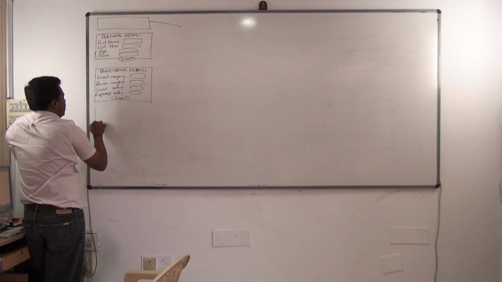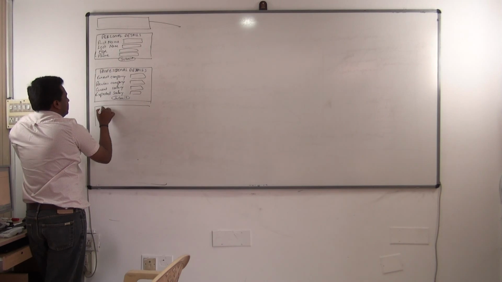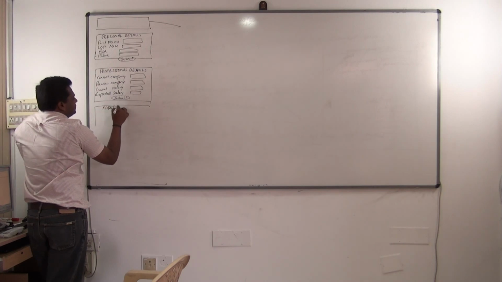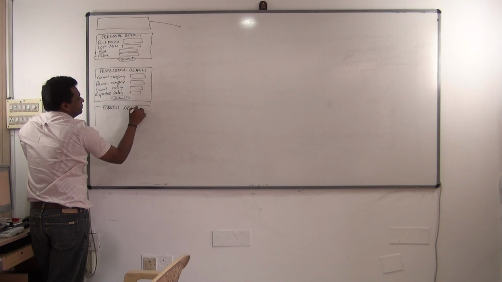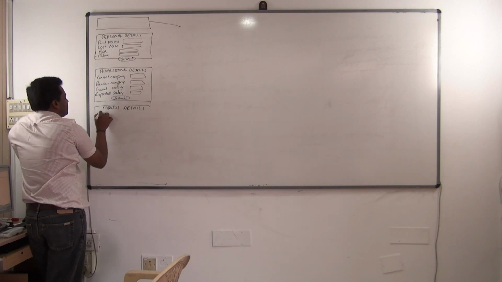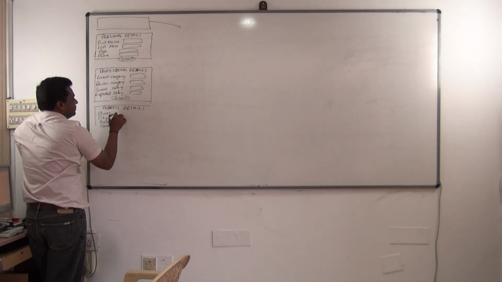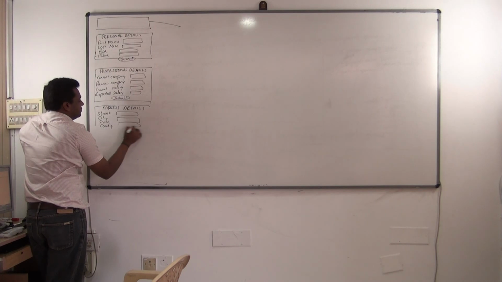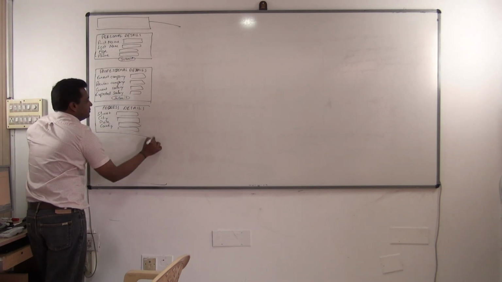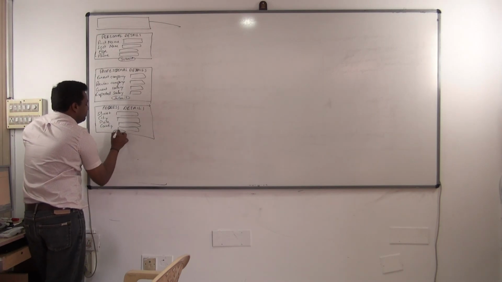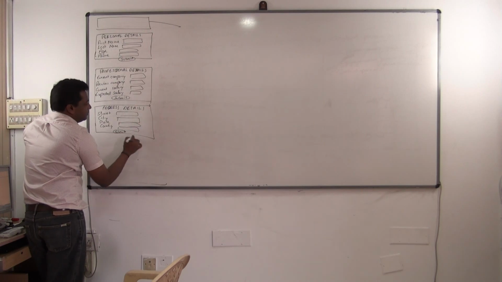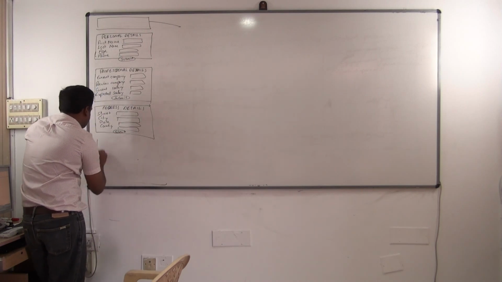And on the next page again you will ask him to enter address details. Street, city, state, country. Again he will be submitting. Next again he will enter. Let's see what we are going to do now.